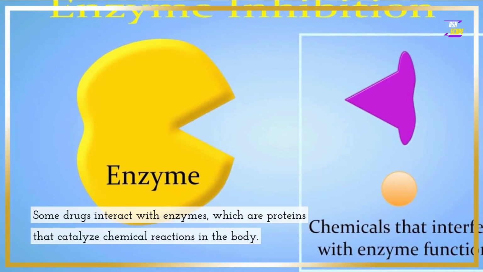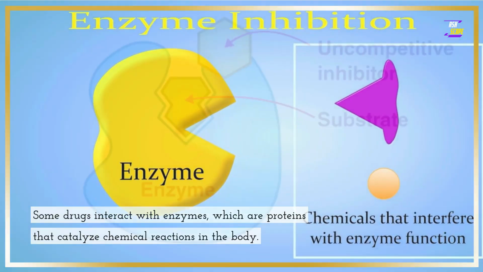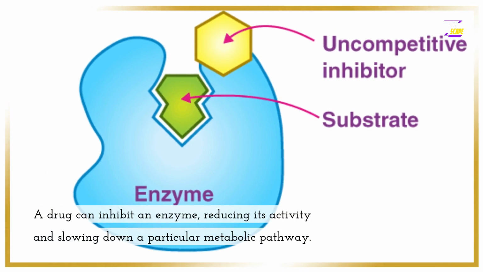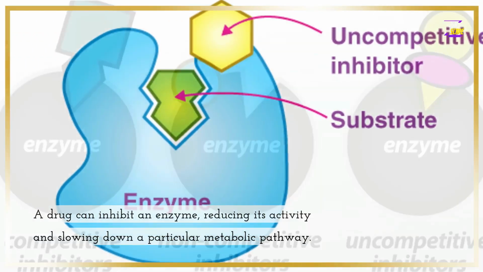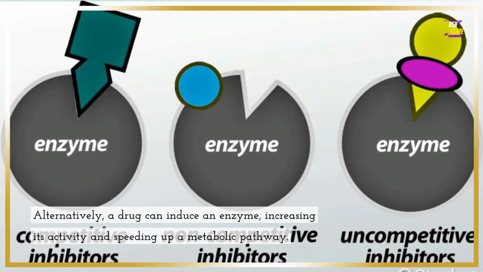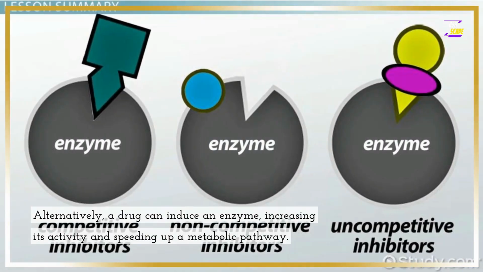Some drugs interact with enzymes, which are proteins that catalyze chemical reactions in the body. A drug can inhibit an enzyme, reducing its activity and slowing down a particular metabolic pathway. Alternatively, a drug can induce an enzyme, increasing its activity and speeding up a metabolic pathway.